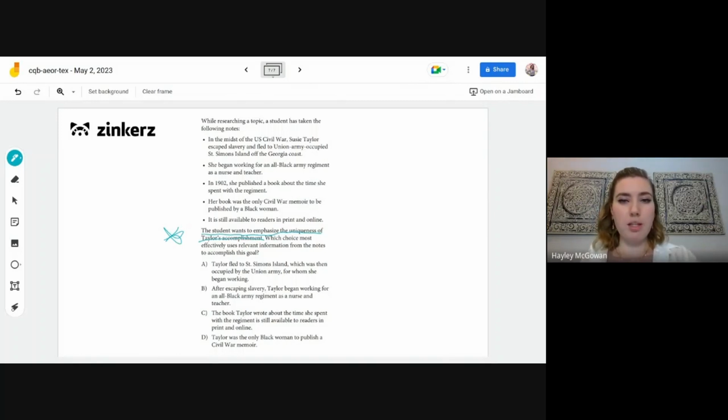So in the midst of the U.S. Civil War, Susie Taylor escaped slavery and fled to Union Army-occupied St. Simon's Island off of the Georgia coast. All right, maybe a little bit of explanation about her accomplishment, perhaps. Let's keep reading. She began working for an all-Black Army regiment as a nurse and a teacher. Okay, a little bit more about her background.